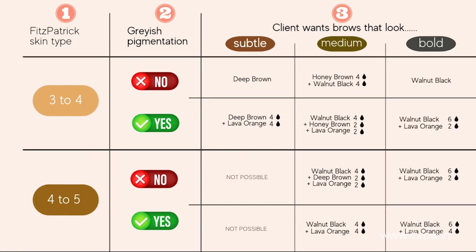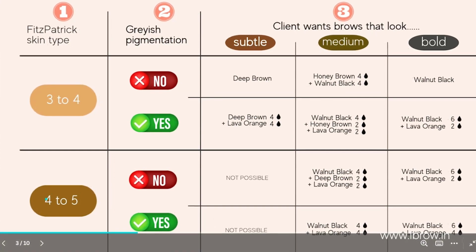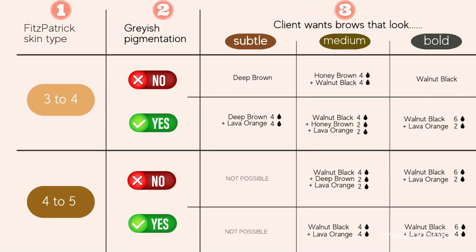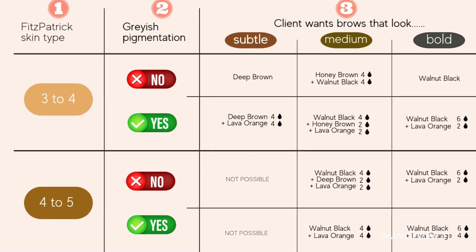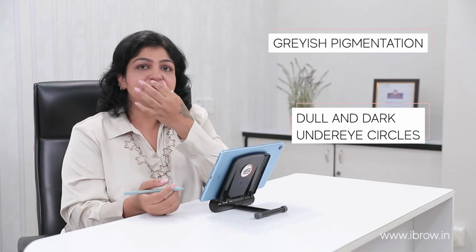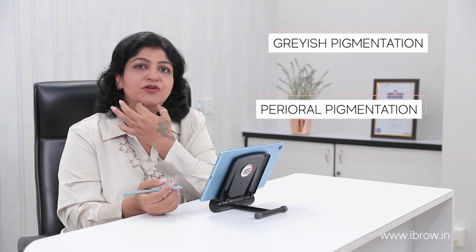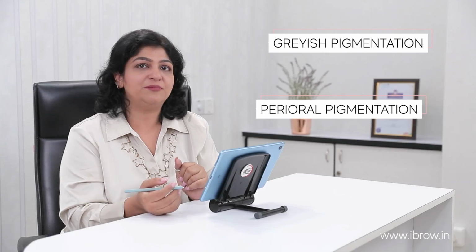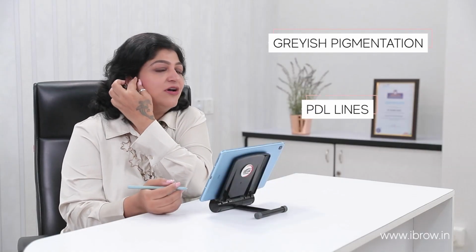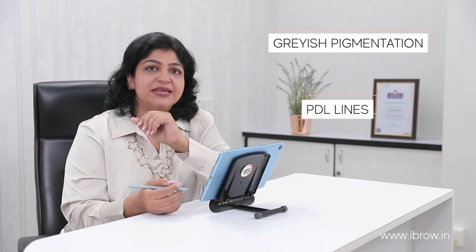So if you have first noticed the skin type, the next thing that you need to notice is whether there is the presence of any sort of grayish pigmentation. So what do we mean by grayish pigmentation? In some people, you might have noticed that they have very dull and dark under eye circles. Some people will have a grayish sort of hue around the mouth, also known as perioral pigmentation. Some people would have a patchy grey pigmentation here, also known as dermal melasma. Some people would have a grayish pigmentation near the corners of their eyes, also known as PDL lines.